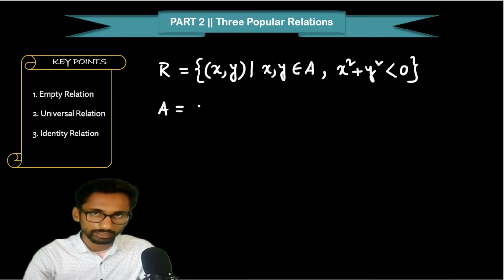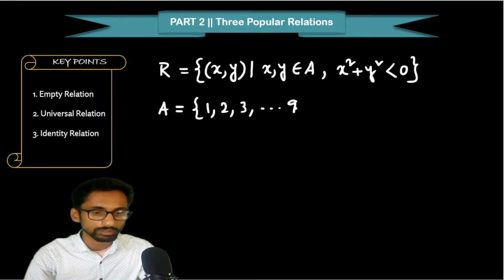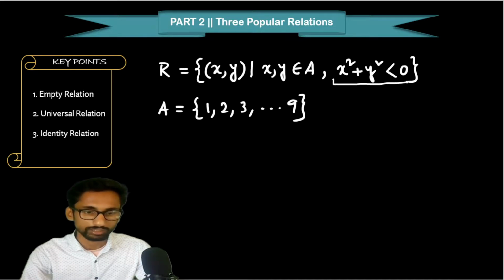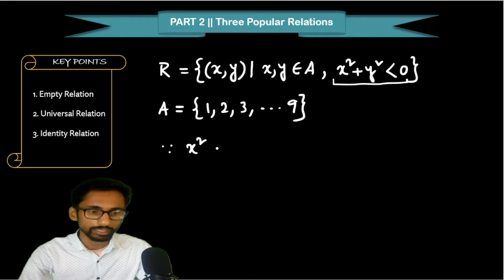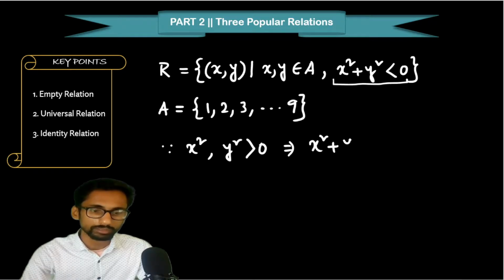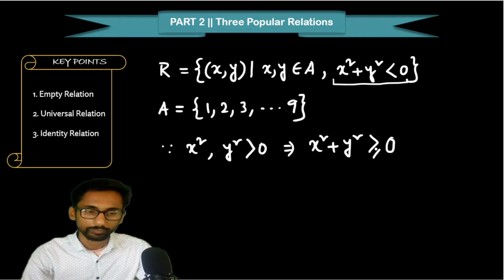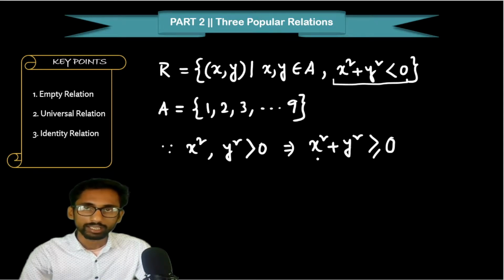The given set A is, suppose 1, 2, 3 up to 9. Consider the given definition. It says the sum of the squares of the elements in the ordered pair is lesser than 0. Since for any real number x square, y square both are greater than 0, that means x square plus y square, the sum is always going to be greater than or equal to 0. So it's not possible to have x square plus y square less than 0 when we are considering x and y as an element of this set.